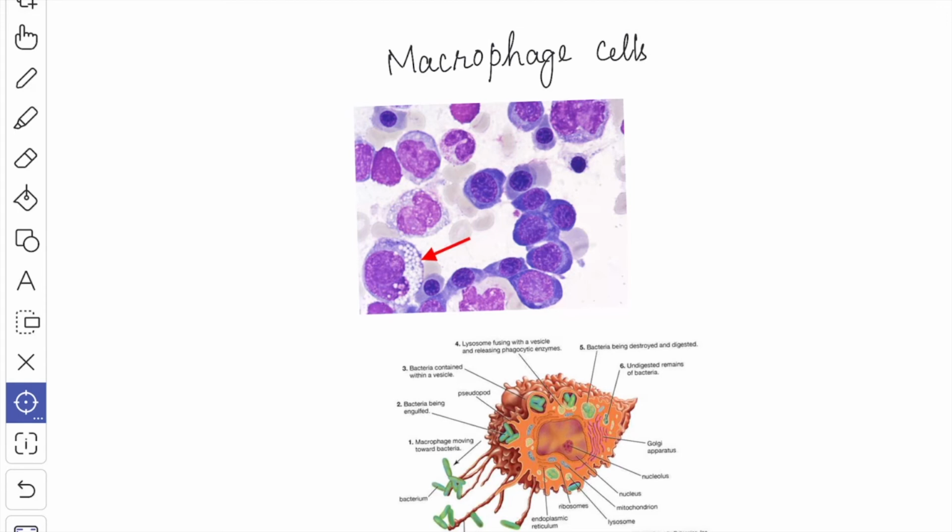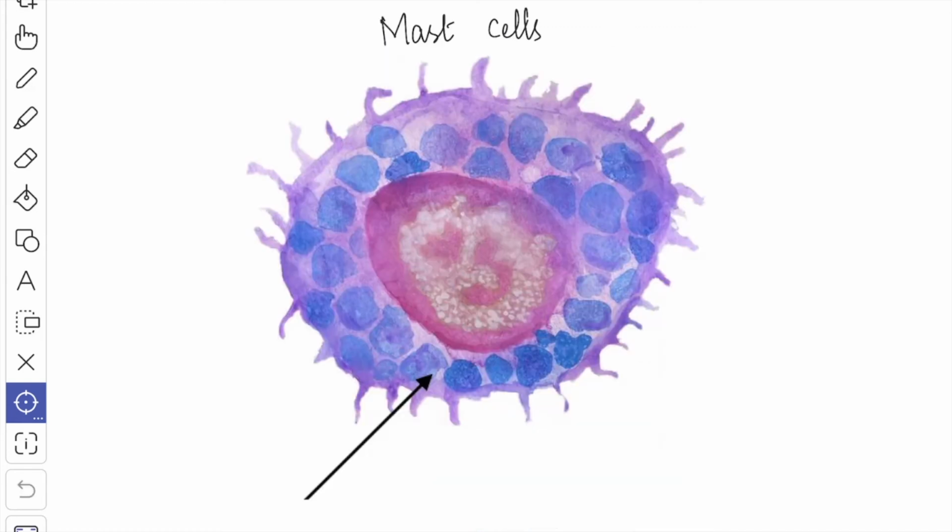With the electron microscope, the cytoplasm is seen to contain numerous lysosomes that help in digesting material phagocytosed by the macrophages. Sometimes the macrophages may fuse together to form multinucleated giant cells. Apart from direct phagocytic activity, the macrophages play an important role in immunological mechanisms. Next we'll see about the mast cells.